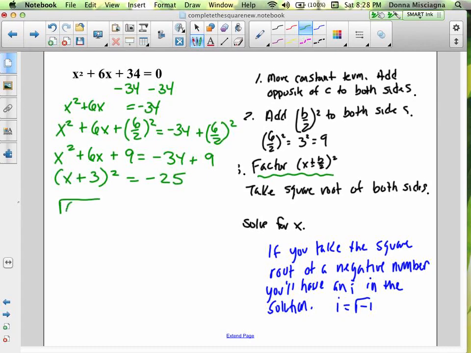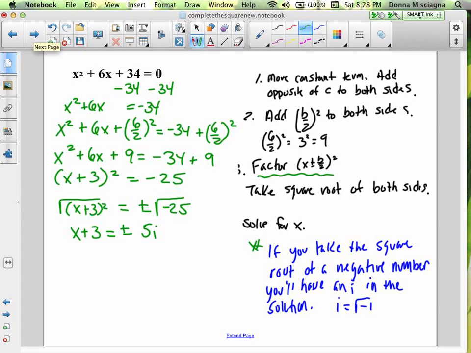So we have the square root of x plus 3 squared equals, don't forget, plus or minus the square root of negative 25. Square and square root cancel, so I have x plus 3 on one side equals plus or minus the square root of negative 25, which is 5i. If you take the square root of a negative number, you'll have an i in the solution. So i is equal to the square root of negative 1.